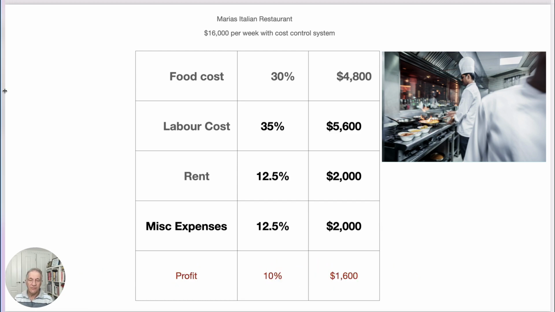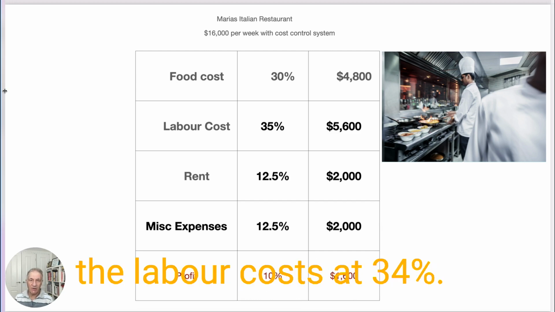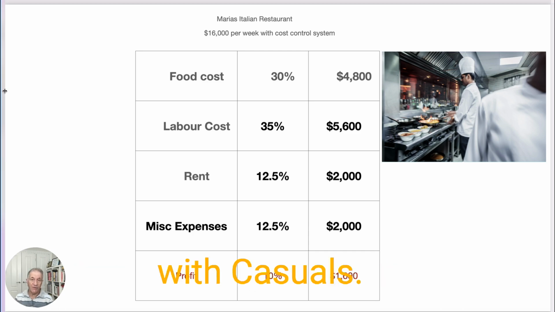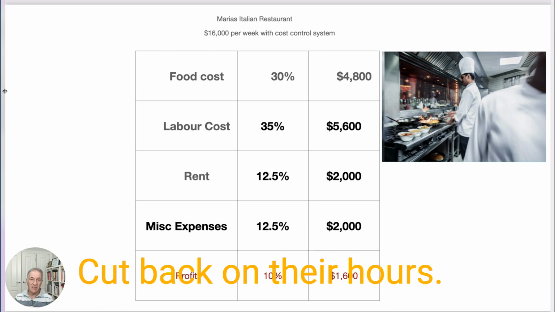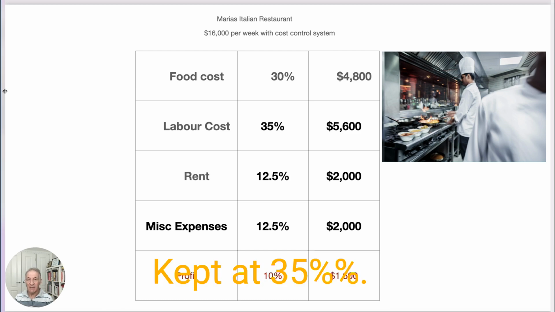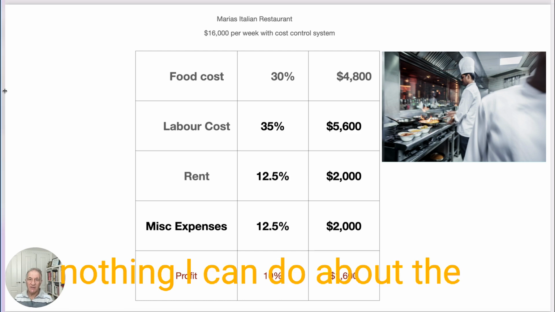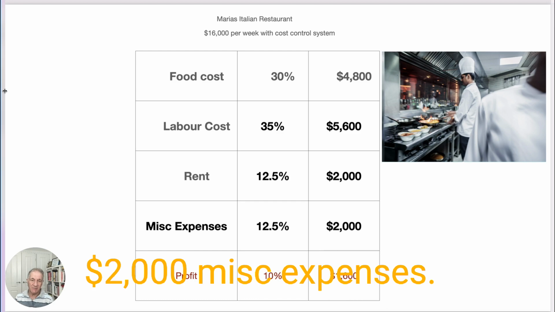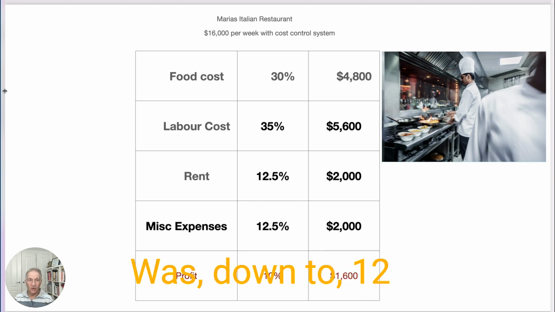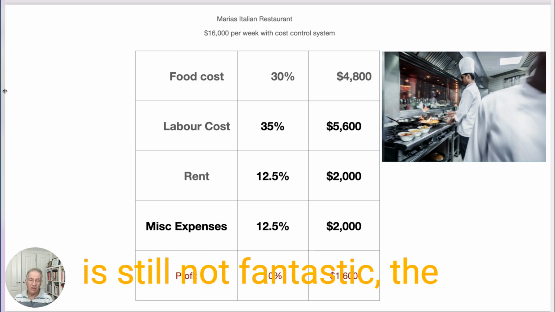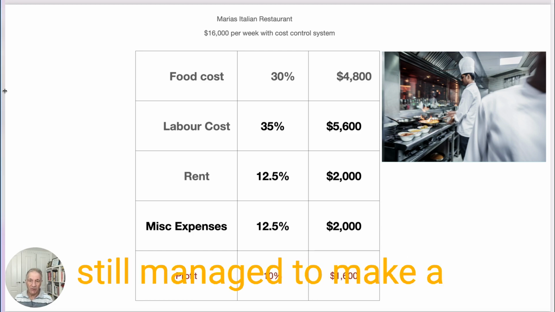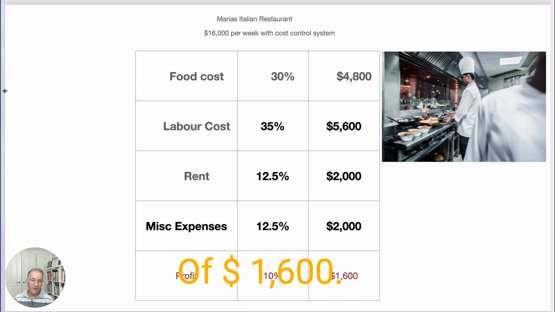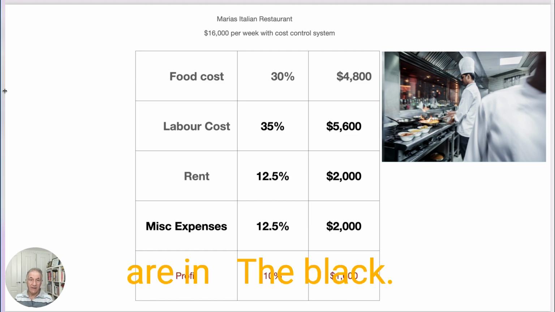Food costs they kept to 30%. They reduced their purchases to $4,800. They managed to keep their labor costs at 35%. The casuals cut back on their hours for those bad weeks, kept at 35%. Obviously, there was nothing they could do about their rent. Their $2,000 rent and $2,000 miscellaneous expenses was up to 12.5%, which is still not fantastic. The bottom line is they still managed to make a decent 10% profit of $1,600. So they're in the black.